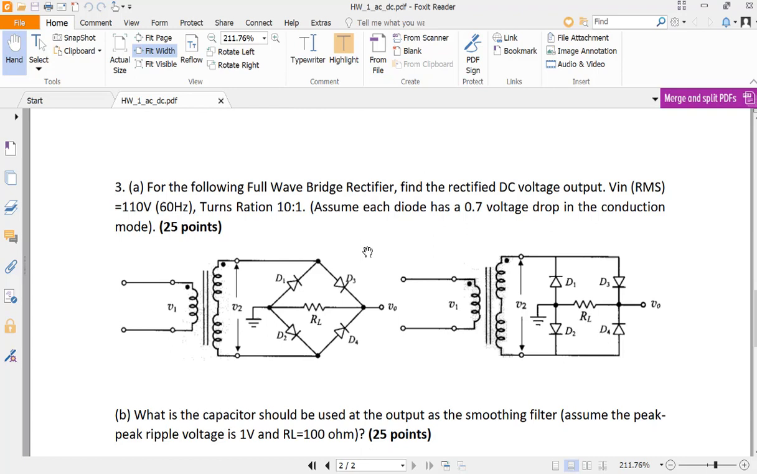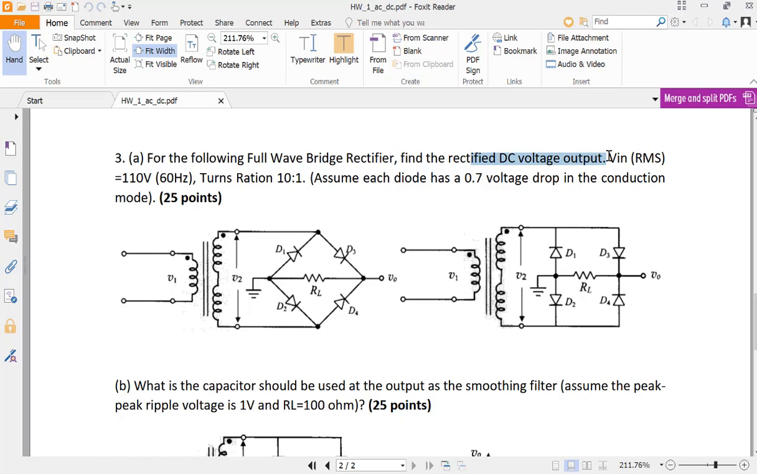And this one, still VAV, rectified DC voltage output, still VAV. Okay, I've been mentioning this in the class a few times. VAV, which is a DC voltage output. And you know this.